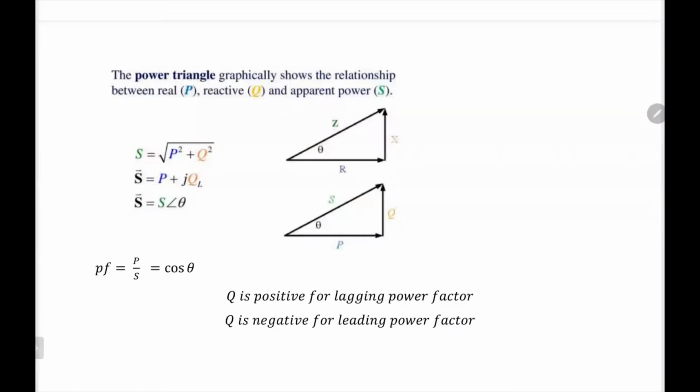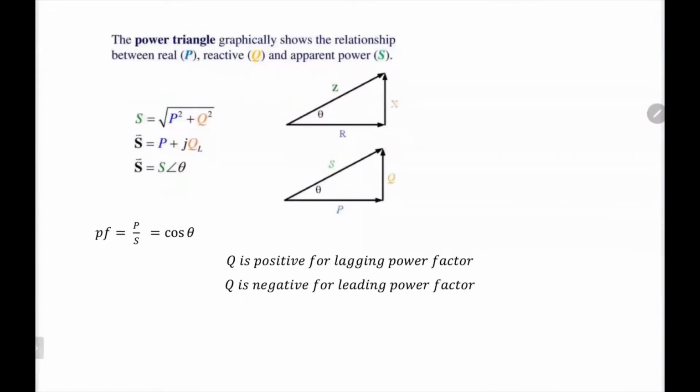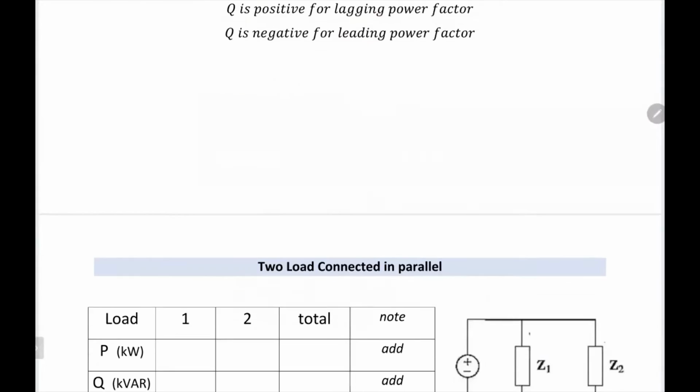There are relationships between P, Q, and S, as you know, Pythagorean. So P squared plus Q squared gives you the apparent power squared. And there's a relationship between the power factor, power, and complex power. The power factor, which is cosine theta, is the ratio between the power P and S. That's a very important relationship that we'll need.